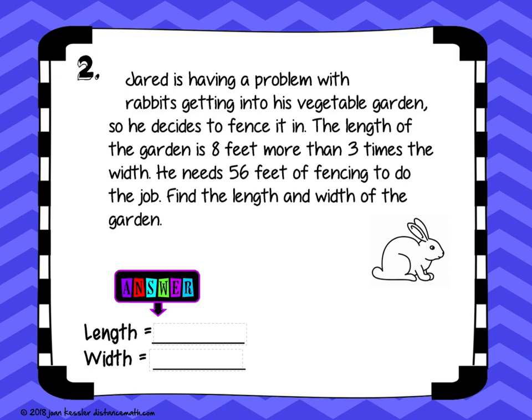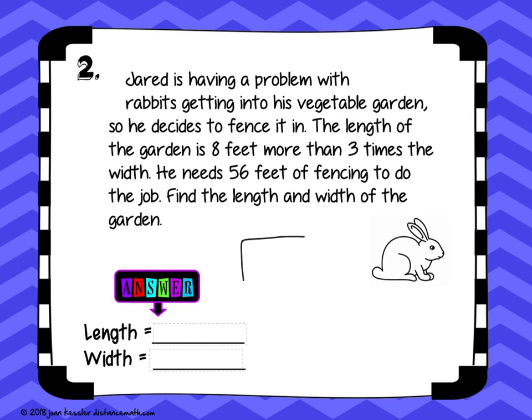Jared is having a problem with rabbits getting into his vegetable garden, so he decides to fence it in. The length of the garden is 8 feet more than 3 times the width, and he needs 56 feet of fencing to do the job. Find the length and width of the garden.